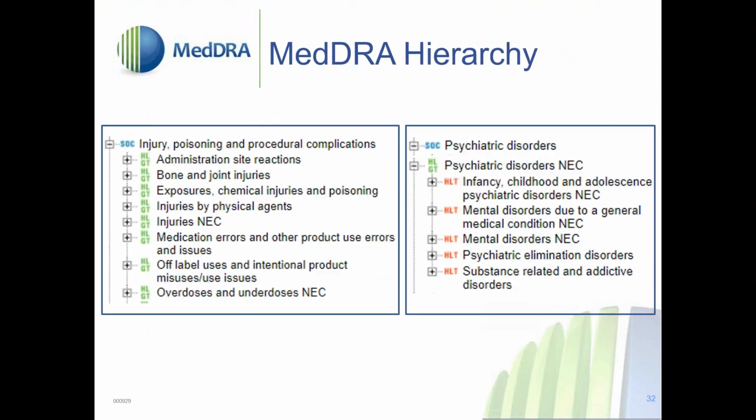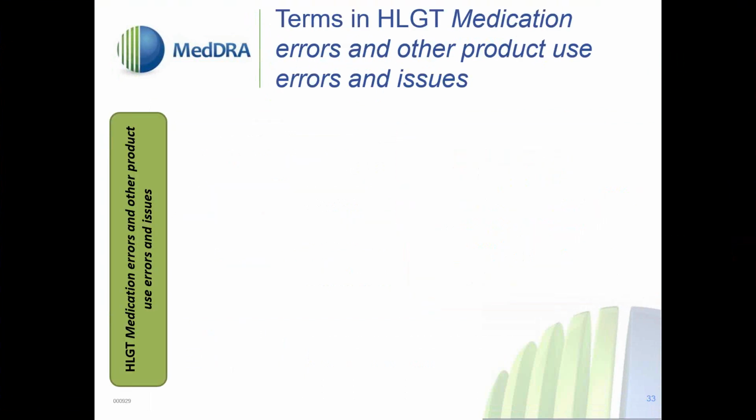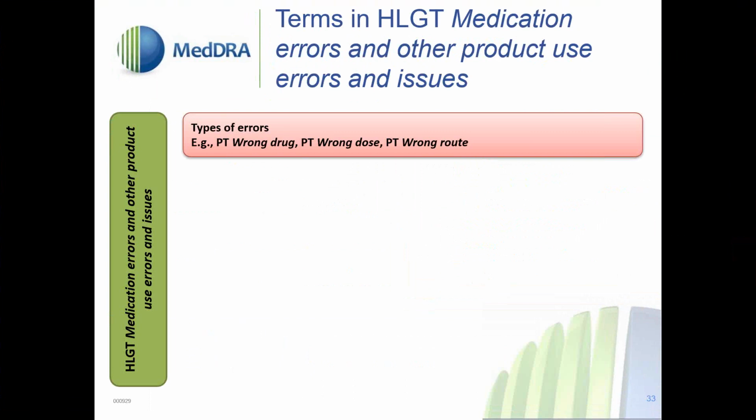Here's again the browser, the concept description, where to find them, and the hierarchy that I've shown you in the browser that is relevant for our topic today. Now, what kind of terms can we find under HLGT medication errors and other product use errors and problems? We can find PTs for certain types of errors, such as wrong drug, wrong patients, wrong route. They can be selected together with, for example, PT prescribing error or LLT prescribing error if no combination term is available. So they are specific for the type of deviation, but they do not contain any information about the stage where this specific error occurred.